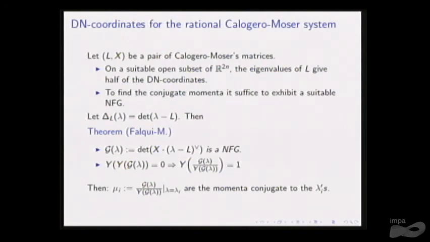But now this means that g(λ) divided by Y(g(λ)) is exactly one of these Nijenhuis function generators that give us the second set of Darboux coordinates. So in particular, if we define μ_i equal to this function restricted to λ equal to λ_i, these μ_i are the conjugate momenta to the spectral coordinates.